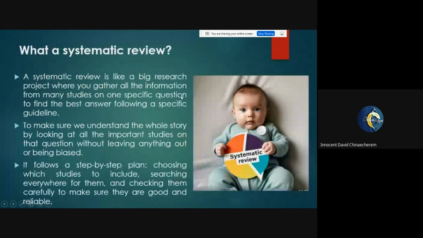Now, we expect the systematic review, just like we've done before, to be like a big research project where you gather all the information from many studies on one specific question to find the best answer following a specific guideline. And we'll mention that in our future episode, right? We're going to talk about those diverse guidelines we have for research. Guidelines like PRISMA, guidelines like COSOT, guidelines like the Higgins scale, and a lot of them. And we made it clear that for a systematic review, it's all about a step-by-step plan.